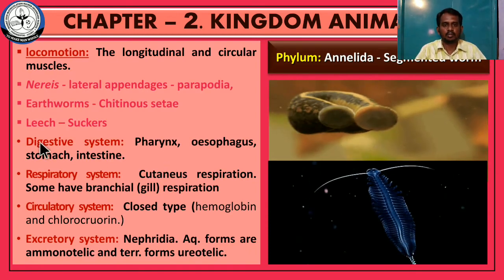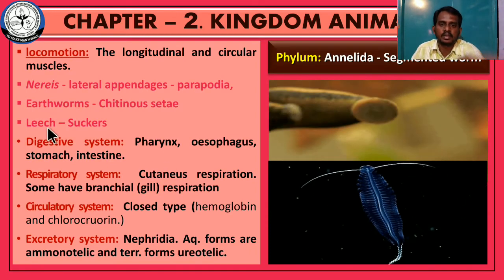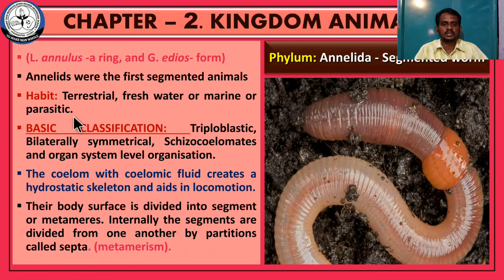Okay, so what are the points we discussed in this part? First we discussed what is meant by annelida. The body is made up of annulus or rings. They are terrestrial animals, or freshwater, or may be present in the marine environment. Some animals of this group are parasitic in nature.